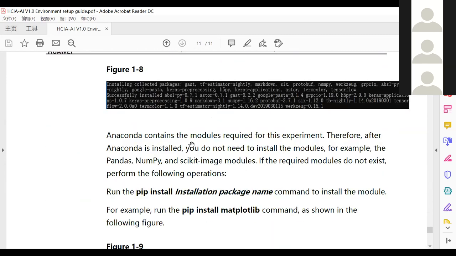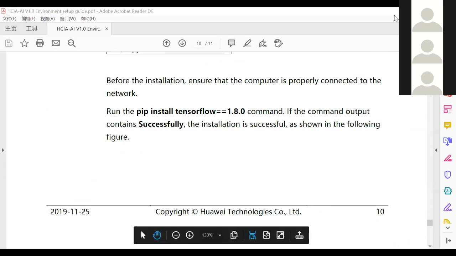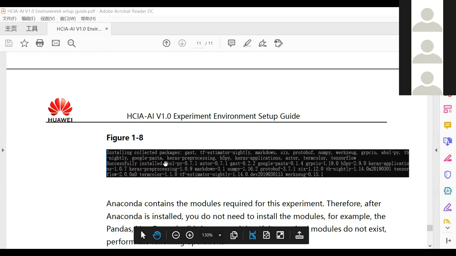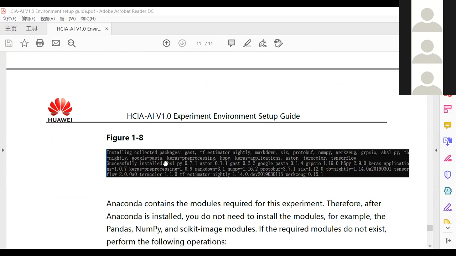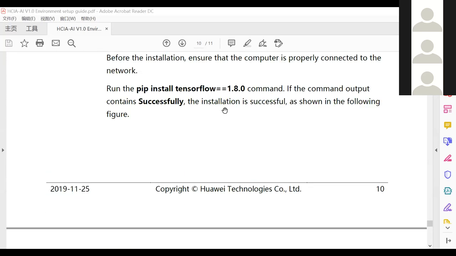1.8, 1.4, 1.3, both okay. Excuse me, 1.8.0 is not available. If it's not available, it will show you the versions that are available. Maybe you can try 1.13, 1.14, 1.5. Yeah, 1.5 is okay. 1.15. Yes, 1.15.